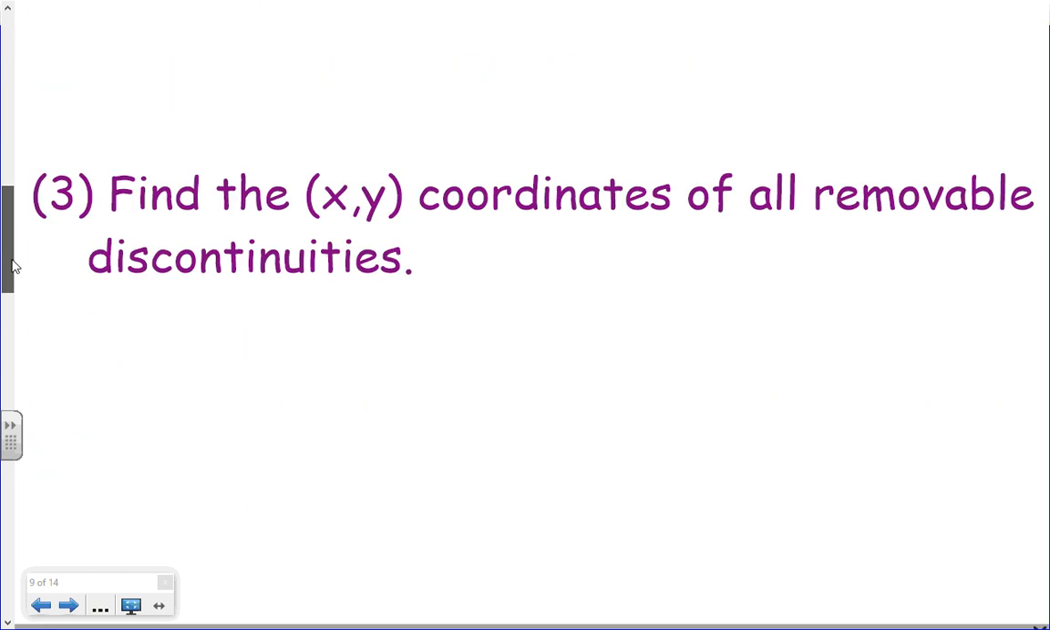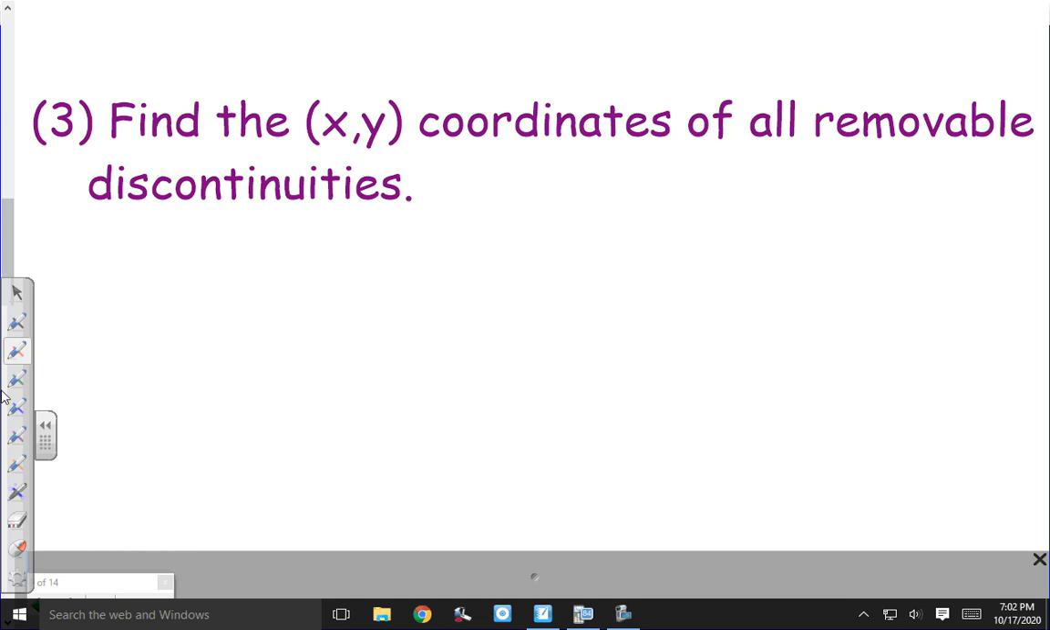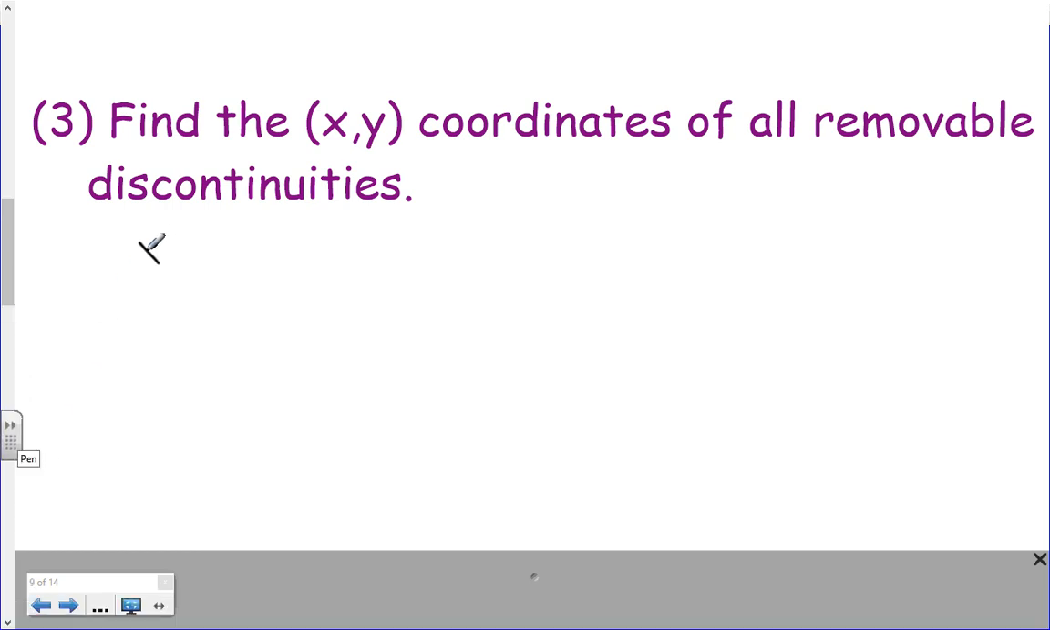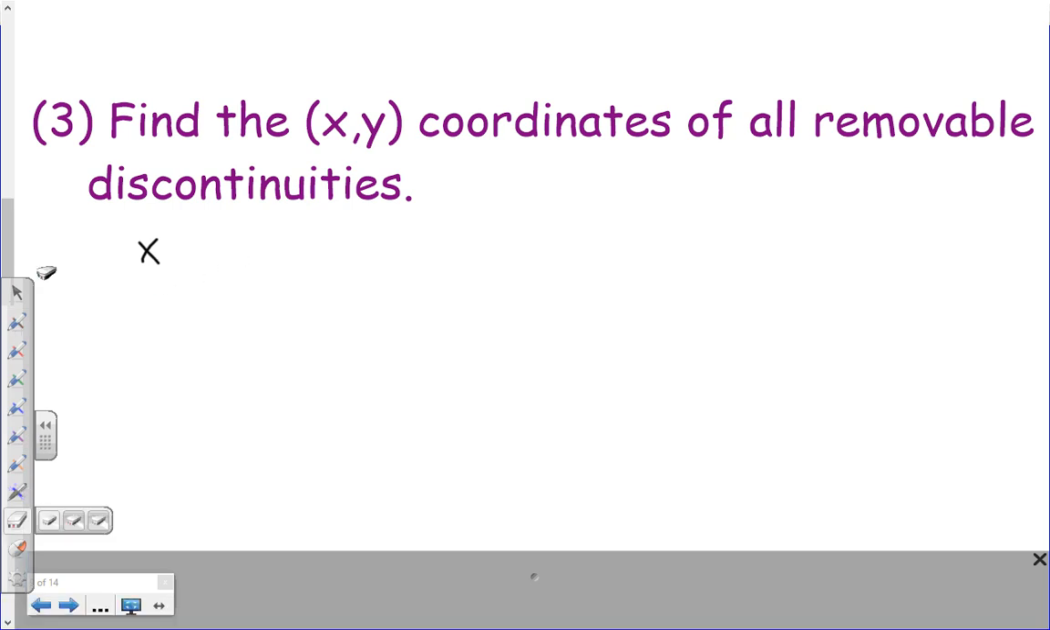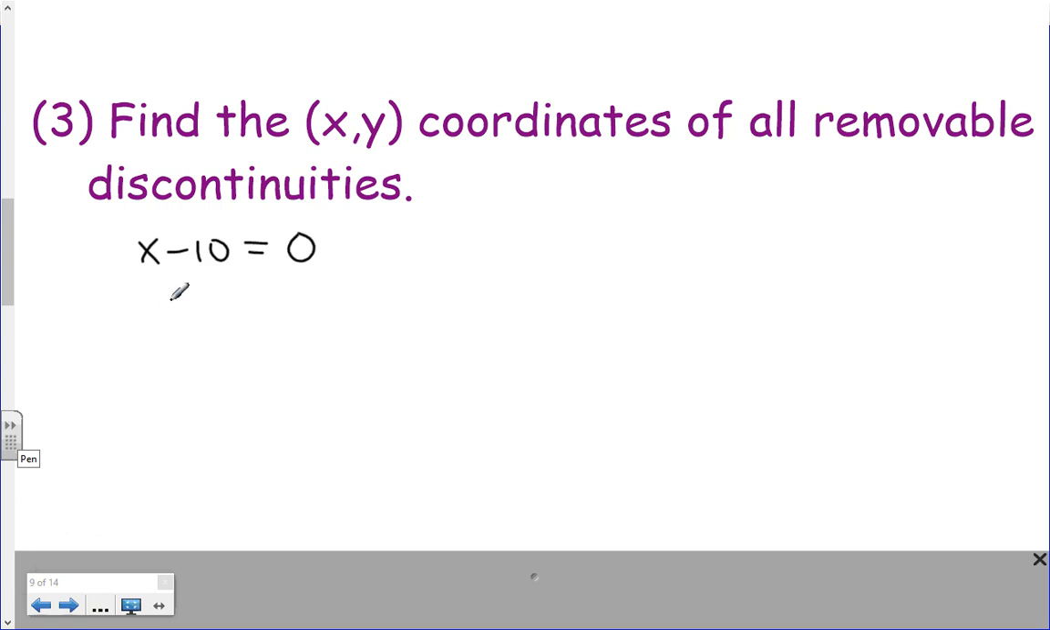All right, so it turns out that x equals 10 is going to, I guess I should write that down this way. I should say x minus 10 equals 0. So x is equal to 10 when I solve that is my removable discontinuity. That's how I'm finding that, by taking that factor as a common factor with the numerator and setting it equal to 0 to solve that.